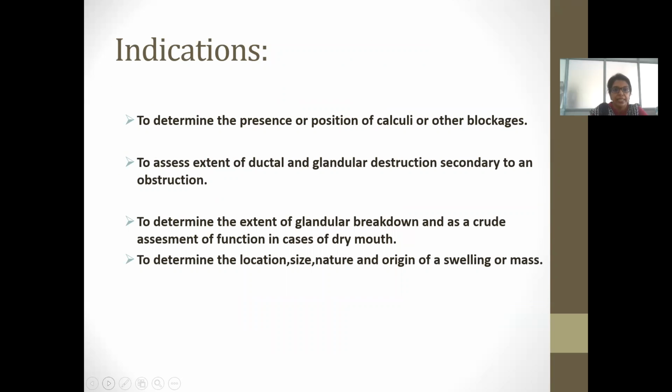So coming to the indications of sialography, it is mainly to determine the presence or position of calculi or other blockages, to assess the extent of ductal and glandular destruction secondary to an obstruction, to determine the extent of glandular breakdown, and as a crude assessment of function in cases of dry mouth, to determine the location, size, nature, and origin of a swelling or a mass in the salivary gland.